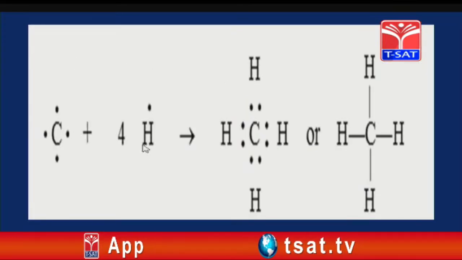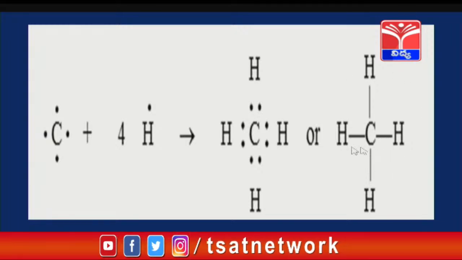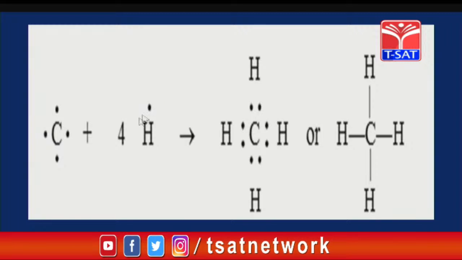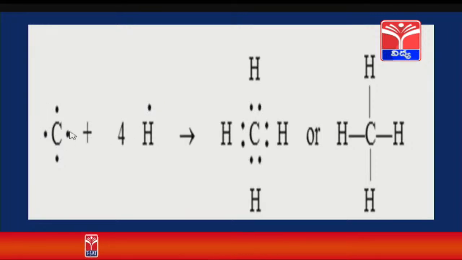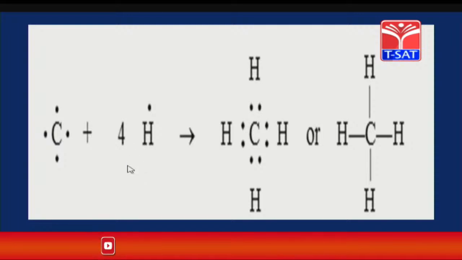Now, look at another example, children, methane. This is the formula of methane, CH4. That means one carbon atom is combining with 4 hydrogen atoms. Now, look at the atomic number of carbon, children, 6. That means the electronic configuration is 2, 4. 4 valence electrons are present in carbon and it requires 4 more electrons. Now, this is a hydrogen atom with only 1 valence electron. So, carbon requires 4 more electrons and each hydrogen is ready to give 1 electron. So, how many hydrogen atoms are we taking, children? We are taking 4 hydrogen atoms.